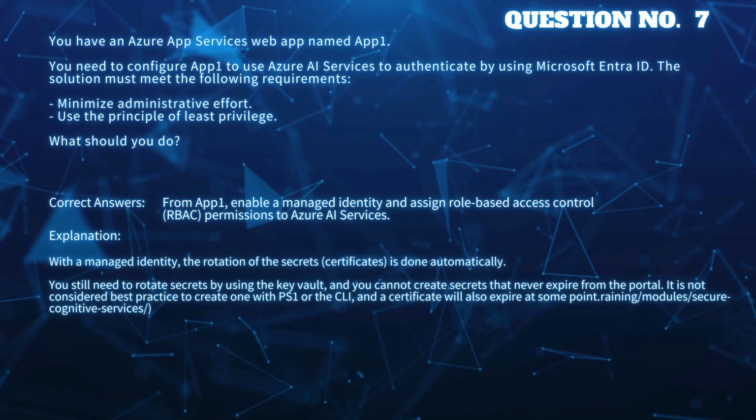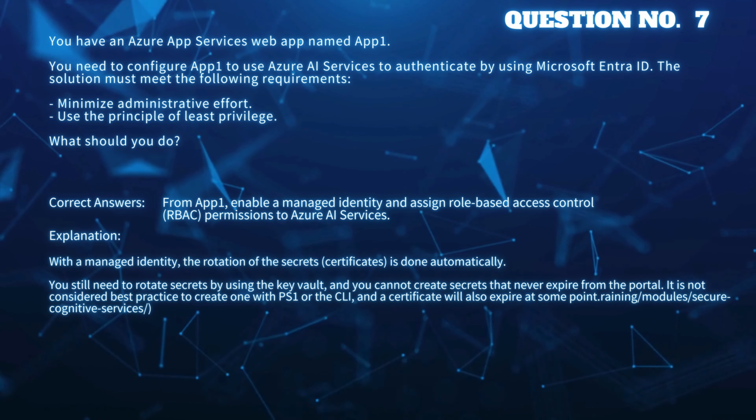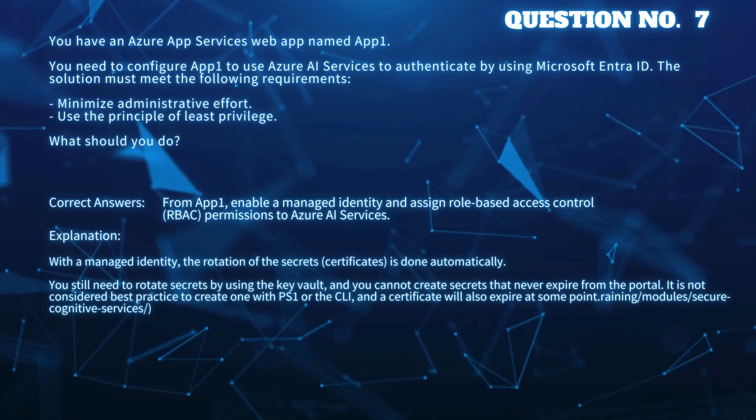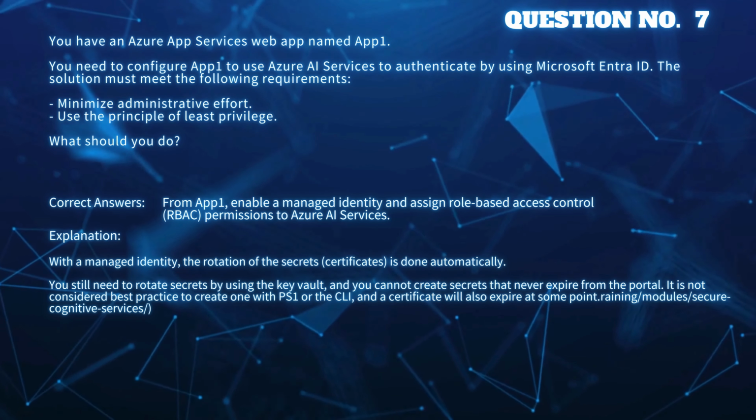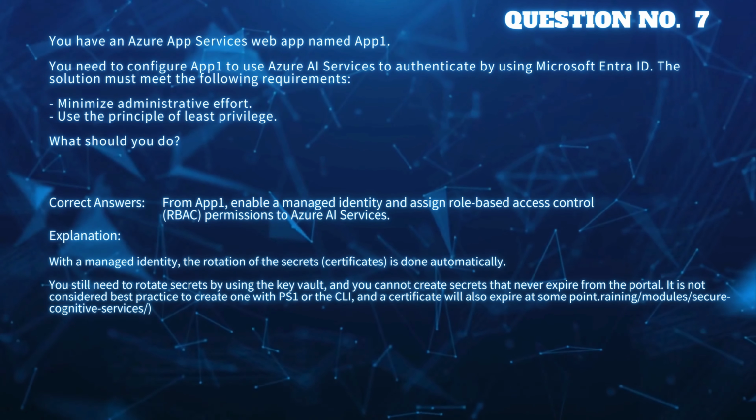Correct answer, from App1, enable a managed identity and assign role-based access control, RBAC, permissions to Azure AI services. Explanation, with a managed identity, the rotation of the secrets and certificates is done automatically.